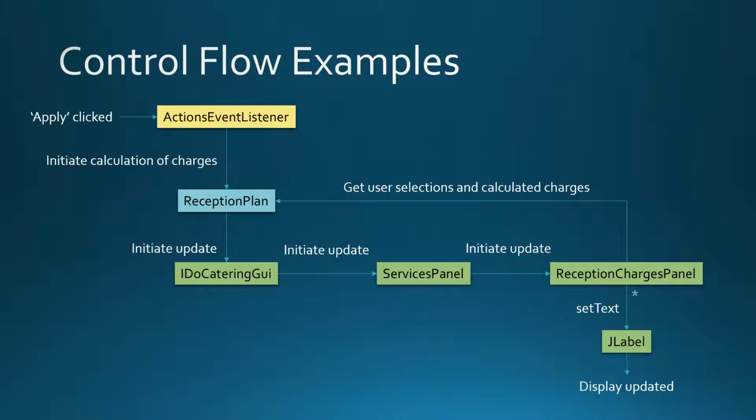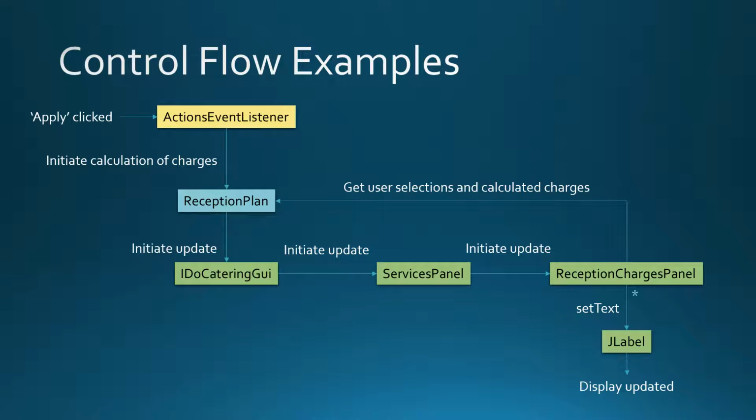So what the iDoCateringGUI is going to do, it's going to delegate the update of the display to the services panel. And the services panel consists of the reception charges panel and the reception options panel and the reception packages panel. Well, what really needs updated here, since we asked to calculate the reception charges, is the reception charges panel. So the services panel is now going to delegate the update of the display to the reception charges panel.